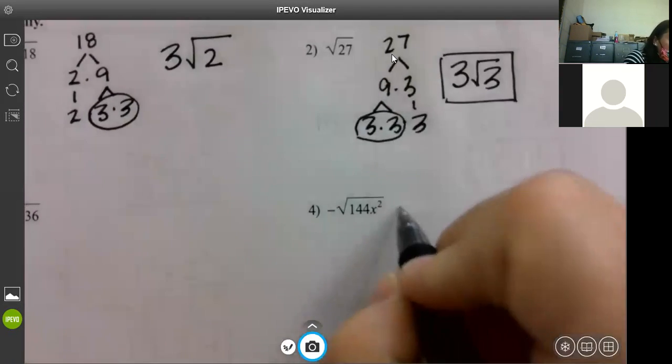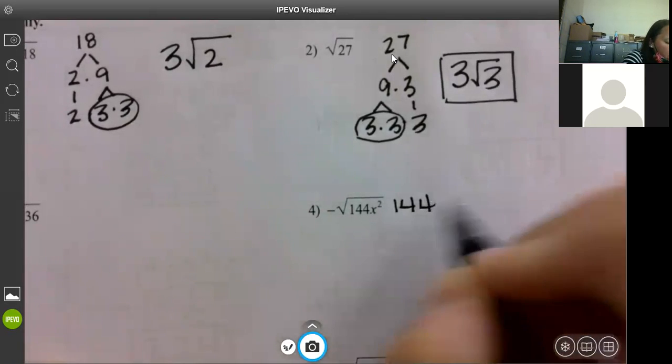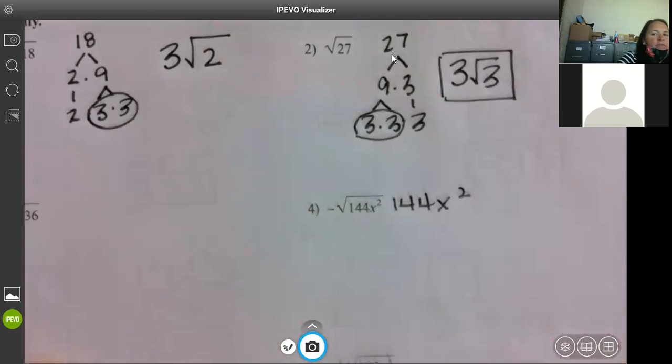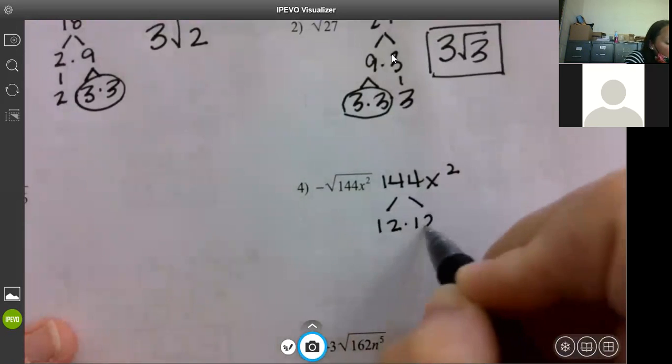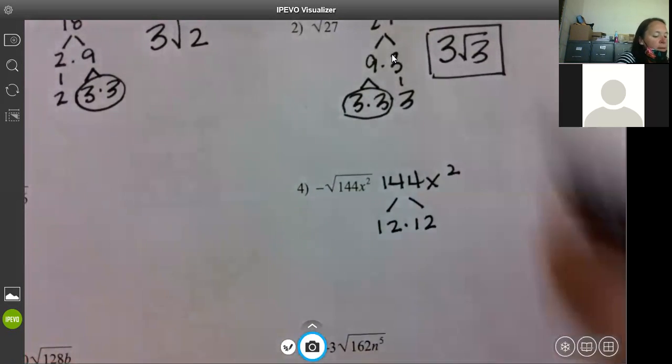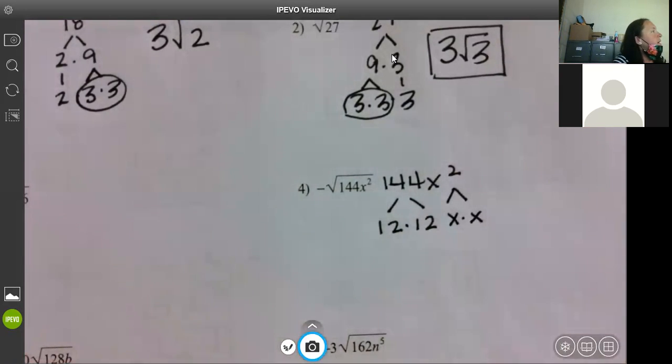All right. Negative square root of 144x squared. So let's start with 144 and x squared. What are your factors of 144? Which are already pairs, right? So don't break them down anymore. Then x squared, remember, is 2 x's, right?